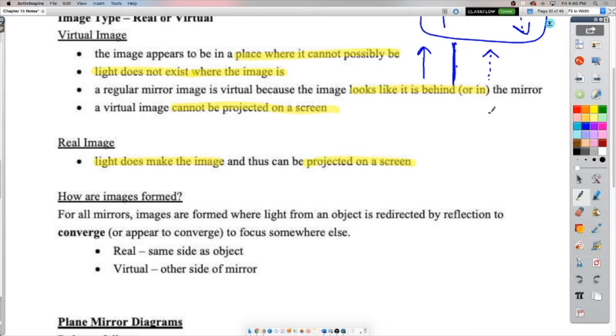So for example, we'll see a type of real image formation, okay? This might not make too much sense to you now, but just to get an idea, here's my object, and my image is actually going to form on the same side of the mirror. An object could realistically exist there. And so the image does actually exist there because light really is focusing there. So that's what a real image looks like.